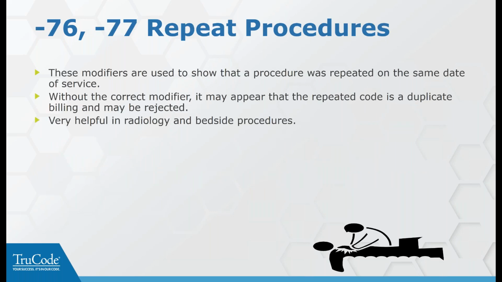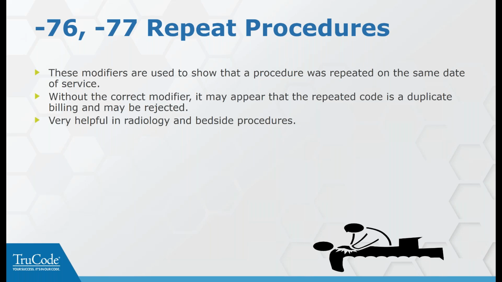If you do the exact same procedure more than once during that episode of care or that date of service, if you do that procedure multiple times and it's exactly the same procedure, use modifier 76 or 77 on the second procedures to show that they are repeat. Otherwise it will look like those are duplicate bills, and so you may get a denial of those. So don't put it on the first one, put it on the second one.